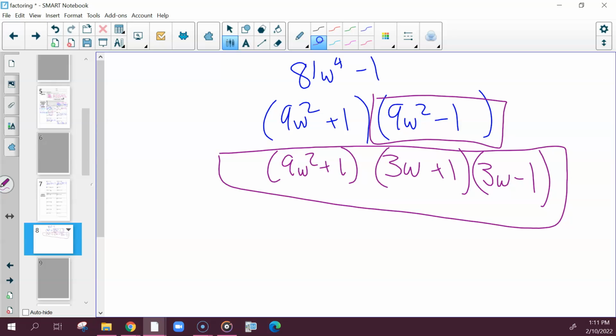Wait, where'd you get 3w plus 1? When we're looking at 9w squared minus 1, we can break that down again. Oh. Because 9 is a perfect square and 1 is a perfect square. Yeah.